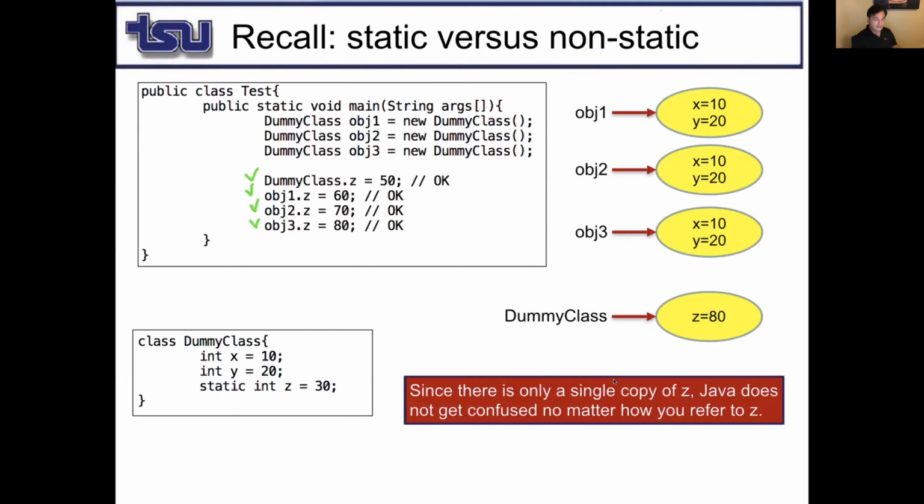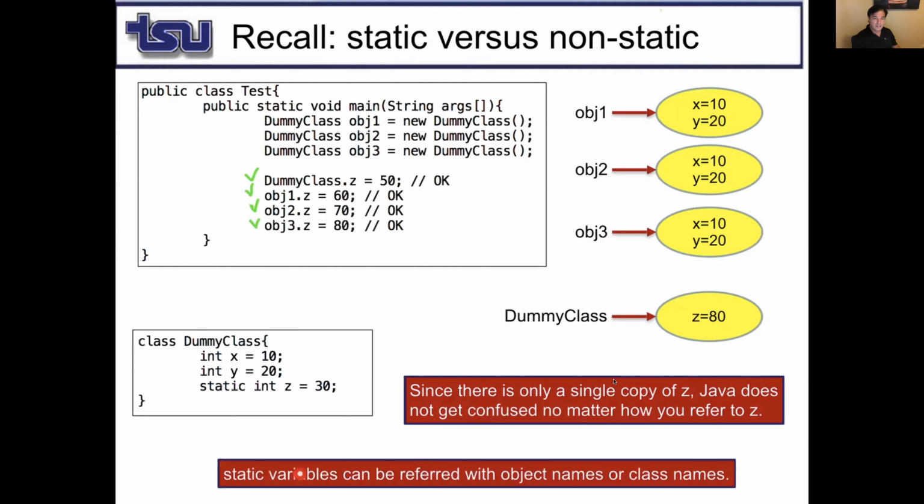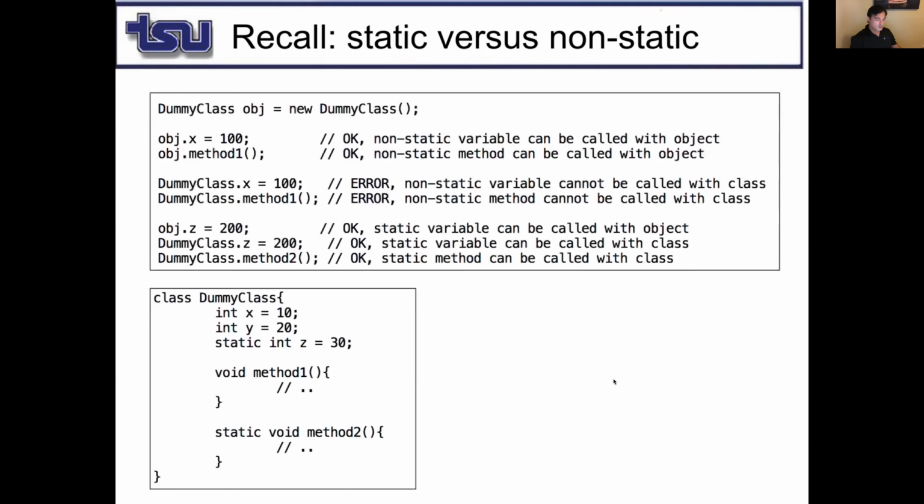All right? Since there's only a single copy of Z, Java does not get confused no matter how you refer to Z. Therefore, static variables can be referred with object names or class names. Okay, so you need to feel very comfortable with those things. You can refer with class name, or you can refer with what? Object name. All right, so of course we don't have just static data members. Method may be static or non-static.